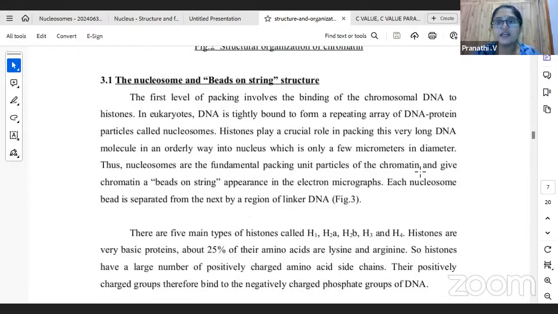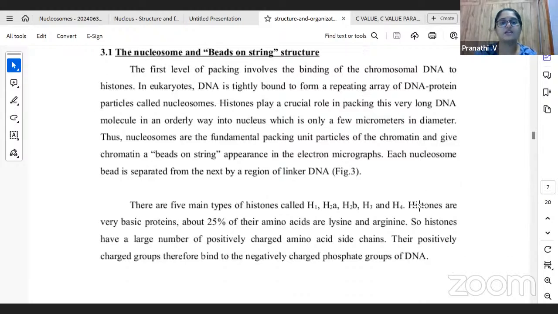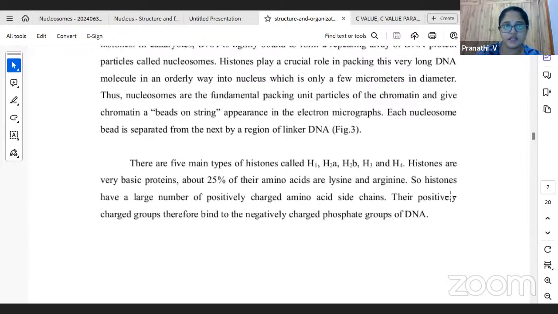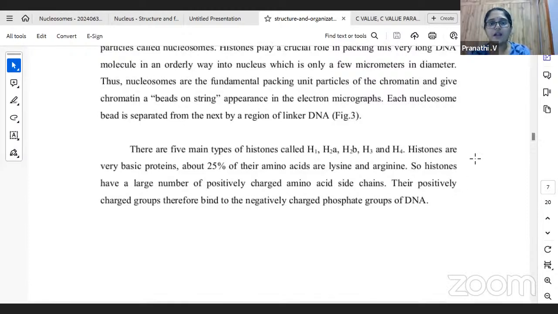And how are they linked to each other? By a linker DNA. So now we have 5 types of histones called H1, H2A, H2B, H3, H4. The histones are the basic proteins that are present usually. And one more thing is that they are basic in nature. So their amino acids are around 24%, that is one-fourth of them, lysine and arginine.